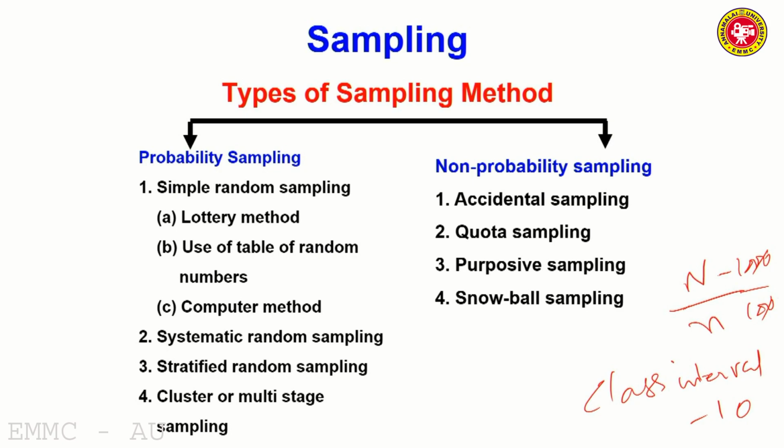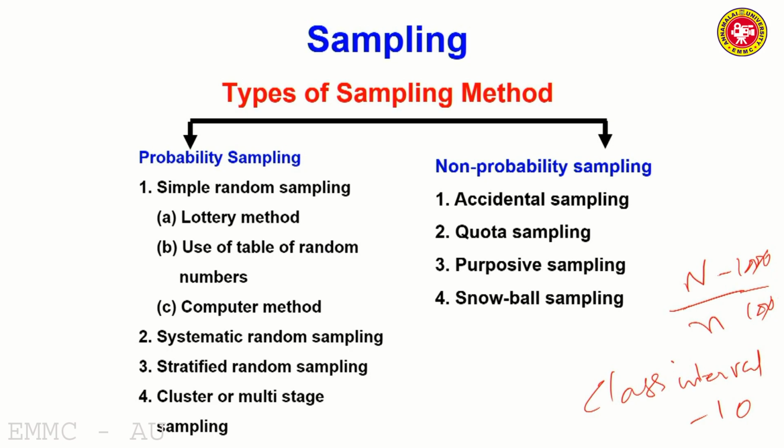Then cluster or multi-stage sampling. What is cluster? Suppose I want to make a study in Chennai. If the Chennai total population may be 1 crore, that is the cluster. From that cluster, I want to select 500 samples. First, I want to identify how many wards are in Chennai. 200 wards. Out of 200 wards, I want to select 10 wards. Then from each ward I want to select 50 respondents.